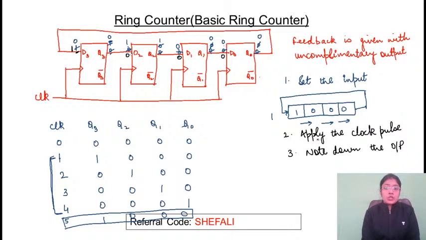Now the second step is to apply the clock pulse. As soon as you apply the clock pulse, these flip flops will be working and they will be producing some output. For the D flip flop, if the input is 1, what will be the output? It will be 1.